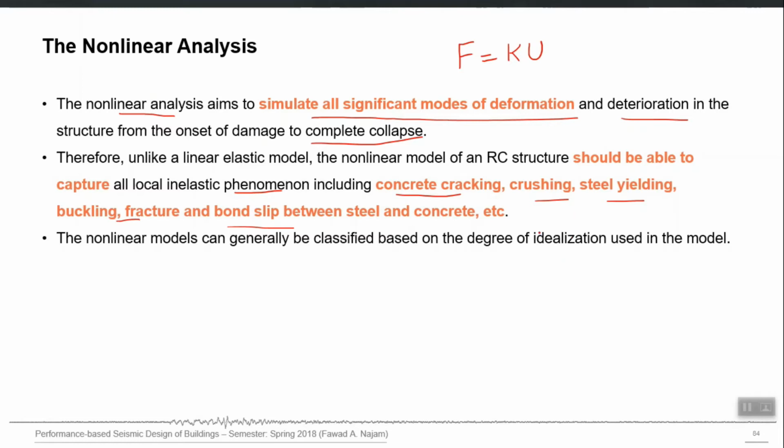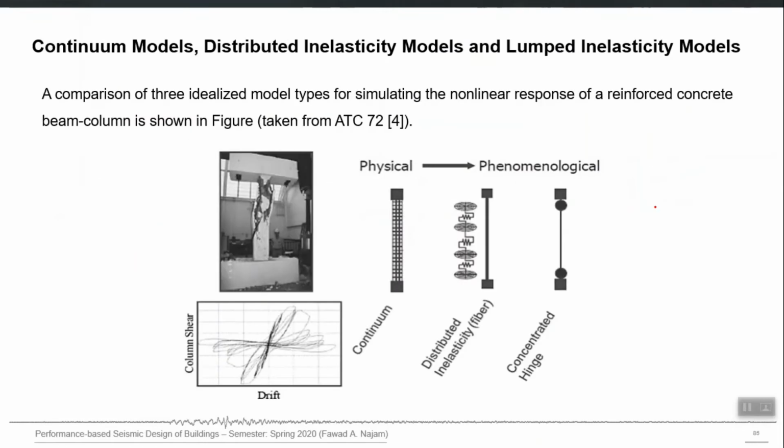So there can be several nonlinear modeling approaches. Some are very detailed, some are approximate, because our ultimate goal is to capture all these things. So there can be very detailed approaches to capture them, and there can be some simplified approaches also. Here this figure is taken from ATC 72. Please check that reference. It is a very useful guideline about nonlinear modeling of RC structures, right? The ATC 72 report is available. I think you can check that.